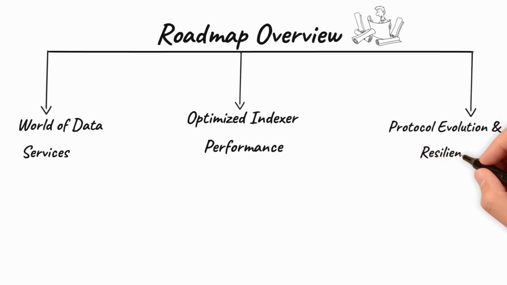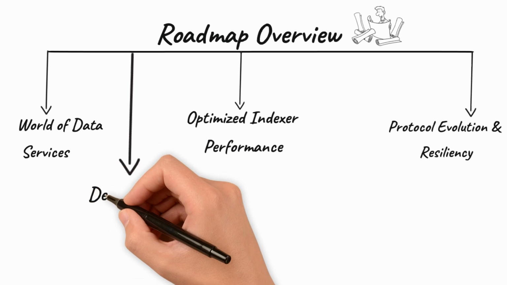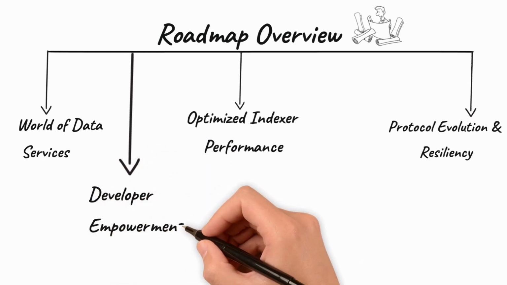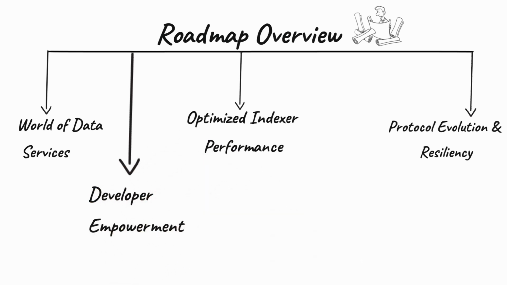Protocol evolution and resiliency. Improve the protocol for resilience, flexibility, and efficiency. Introducing a new payment system, Graph Horizon, and supporting arbitration for new data services and chains. Developer empowerment. Enhance the developer experience with streamlined billing, clear pricing, reduced gas fees, and improved tooling.